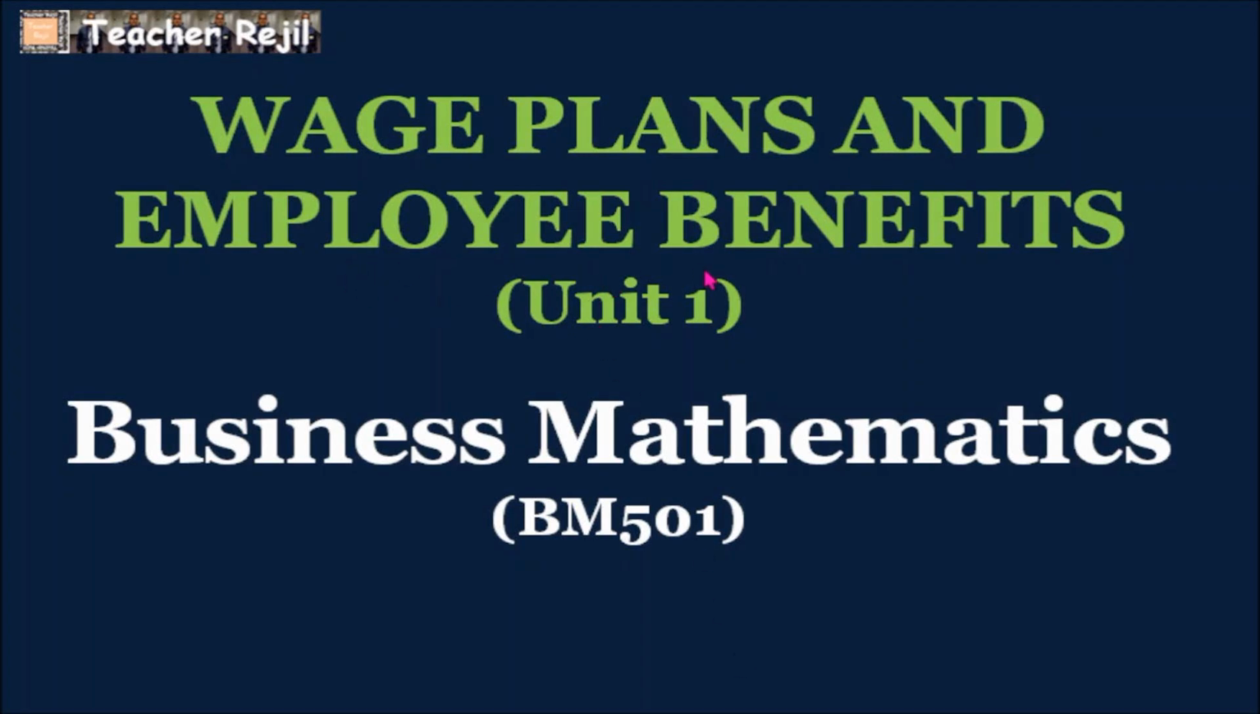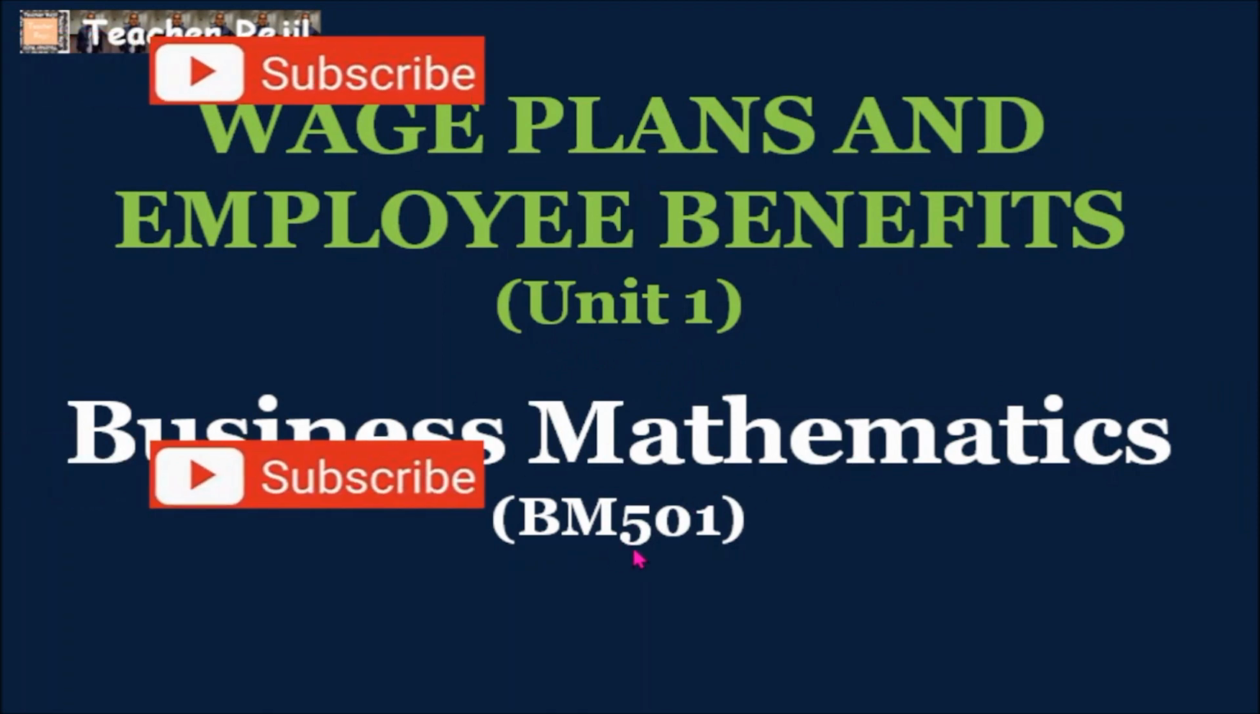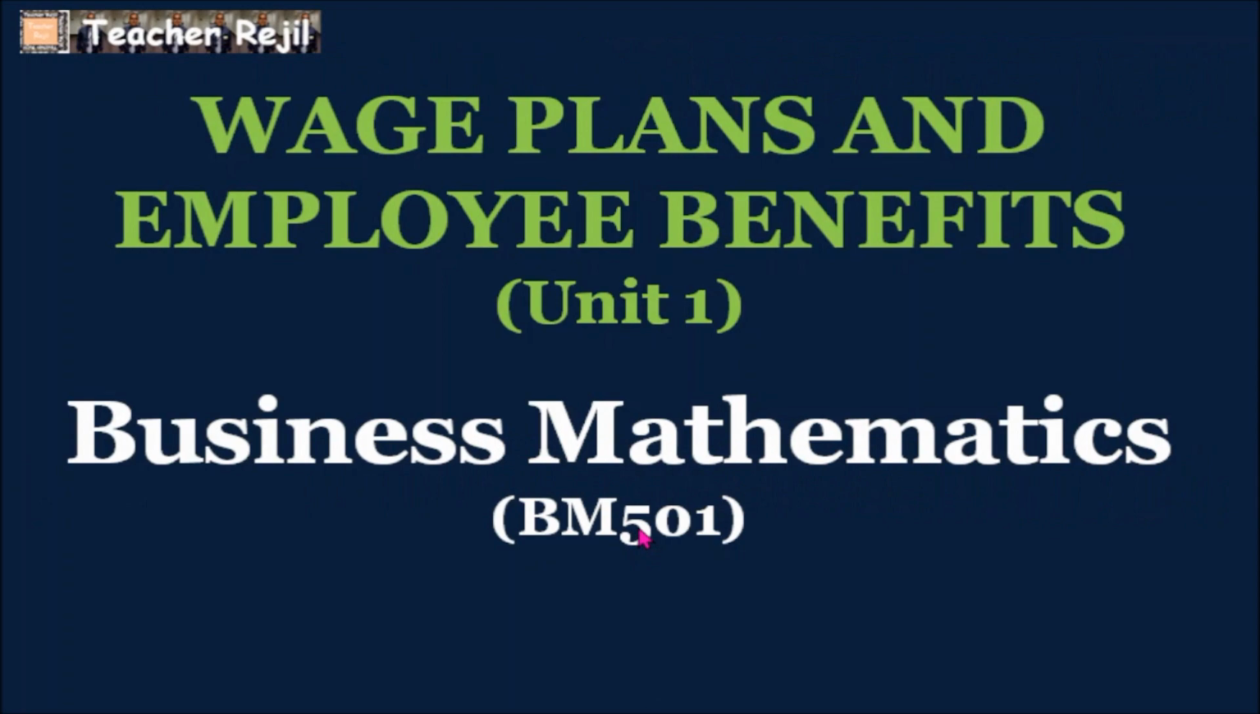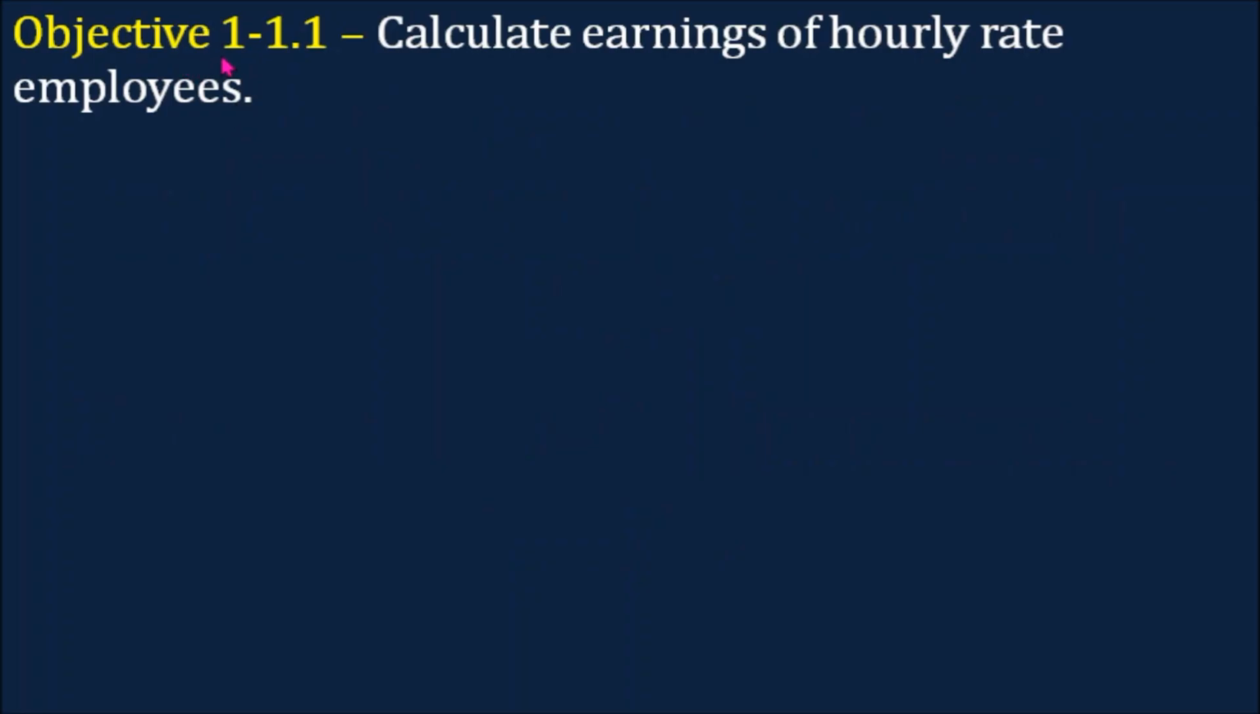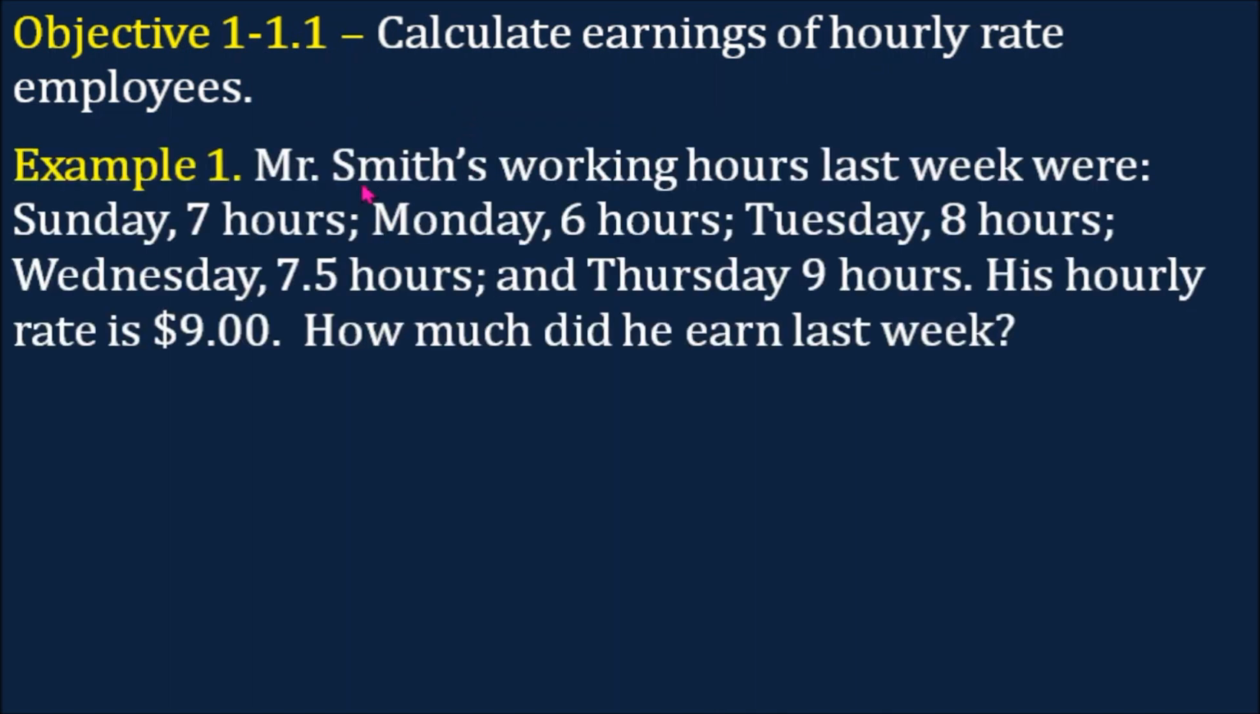Wage Plans and Employee Benefits is Unit 1 of the course Business Mathematics, or BM501. There are 5 objectives in this unit. So objective number 1, calculate earnings of hourly rate employees. So in order for us to understand this objective, we will have an example.